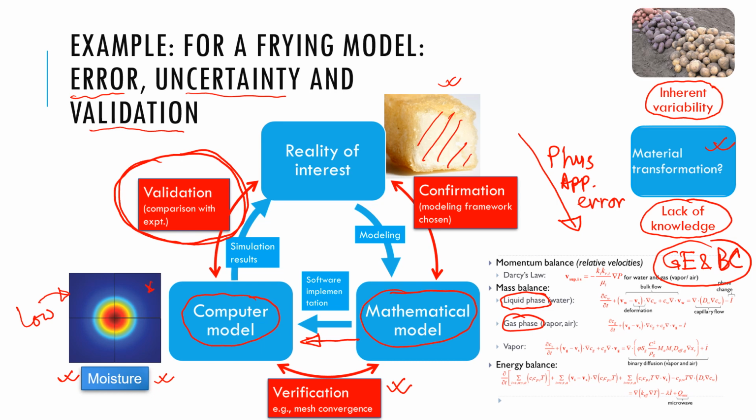So then we have talked about a few types of error, like these two, and this is called the discretization error. So two types of error, and the uncertainties, and we talked about the validation process in the context of a frying process.